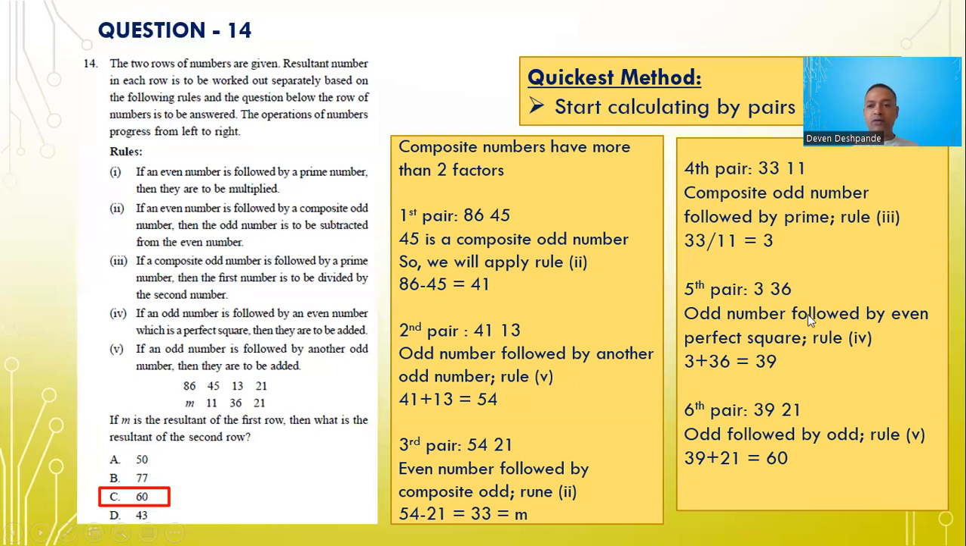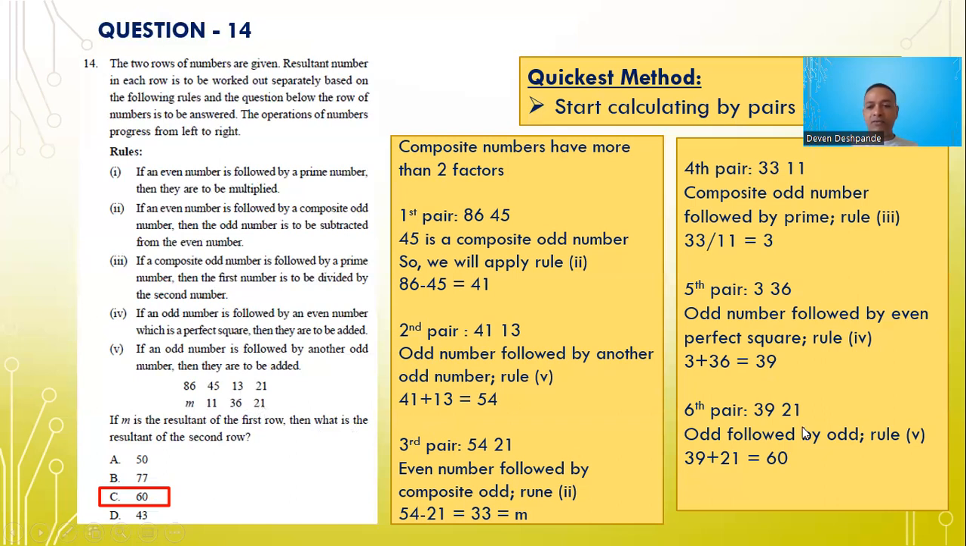So 3 and 36 now. 3 and 36 will be an odd number followed by an even perfect square. 3 is an odd number. 36 is a perfect square, because 6 squared is 36, an even perfect square, isn't it? So you have to add them. Rule 4: if an odd number is followed by an even perfect square, they are to be added. So 3 plus 36 is 39. So here the result is 39.